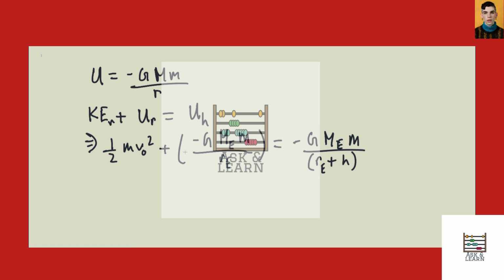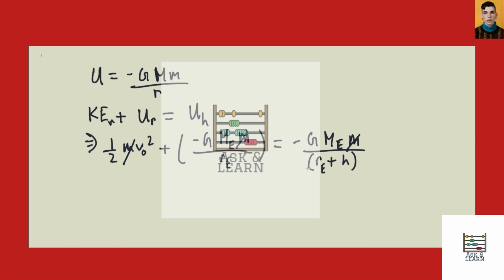Okay, and so we notice immediately that the small m's cancel, which is good. We don't need to worry about the mass of the rocket, which is not given anyway. And so we have 1/2 v naught squared minus G M e over r e equals negative G M e over r e plus h.